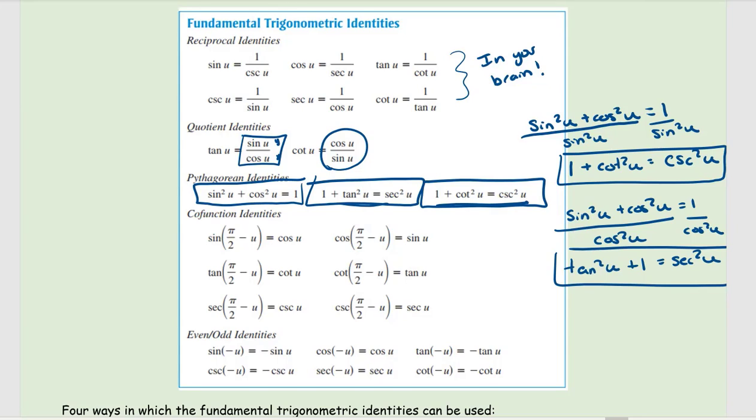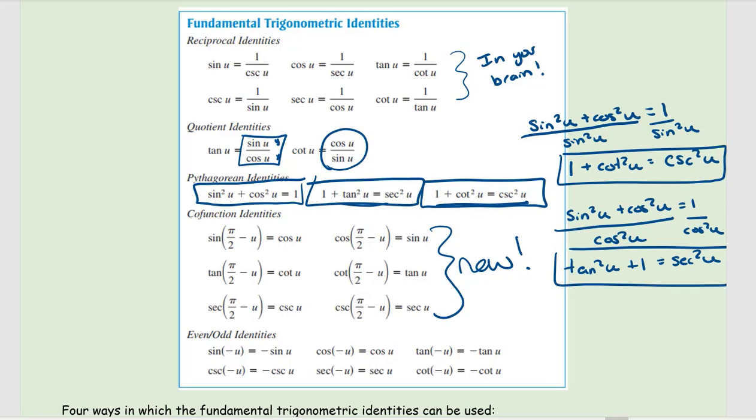But also we can apply that to our other trig functions here. So tangent of pi over 2 minus u is equal to cotangent, and you can actually get back from cotangent to tangent by doing pi over 2 minus u. The same can be said for secant and cosecant. Okay, so these ones are new, very new. The last one I want to talk about is even and odd identities.